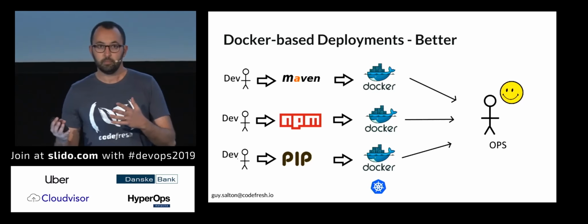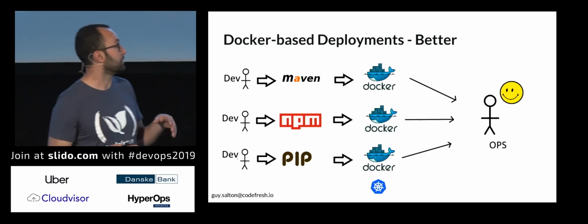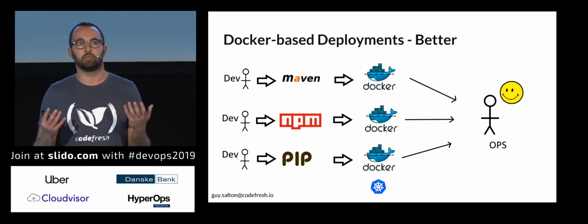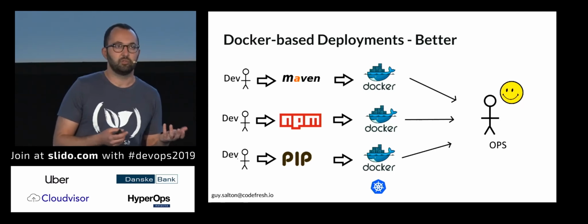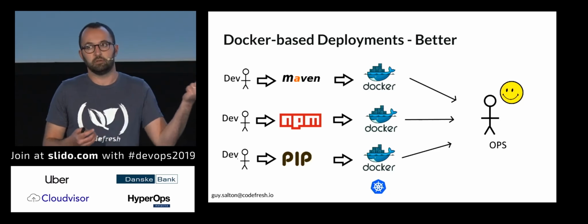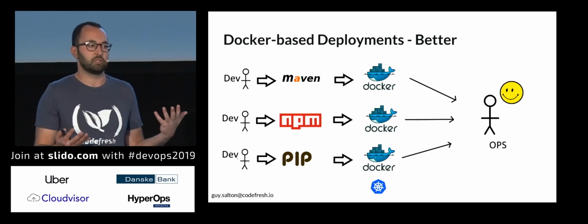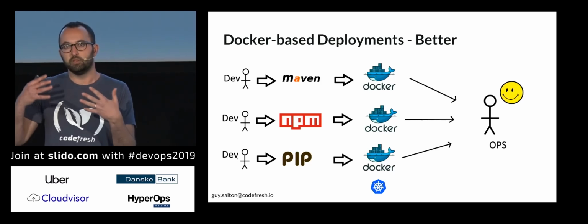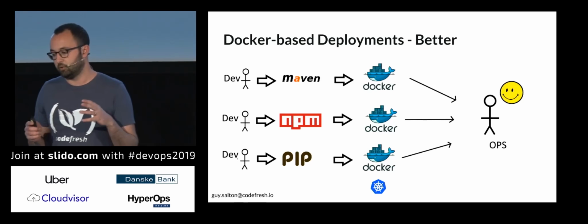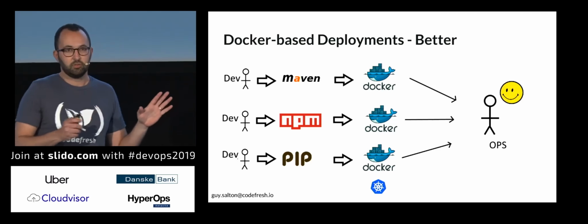So when using Docker as a deployment artifact, what you can see here on the right, this made the life of the operators much easier because now they don't really have to care about what programming language is being used. They just get the Docker image, and this is what they deploy. And this also gives a common language between the developers and the operators. So this makes the life of the operators much easier. Again, this is not what I'm going to focus on in today's talk.